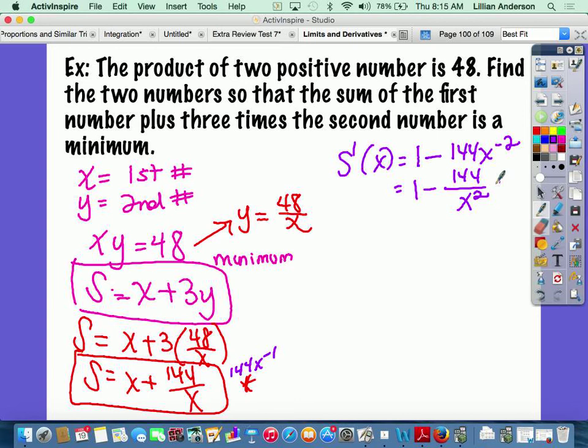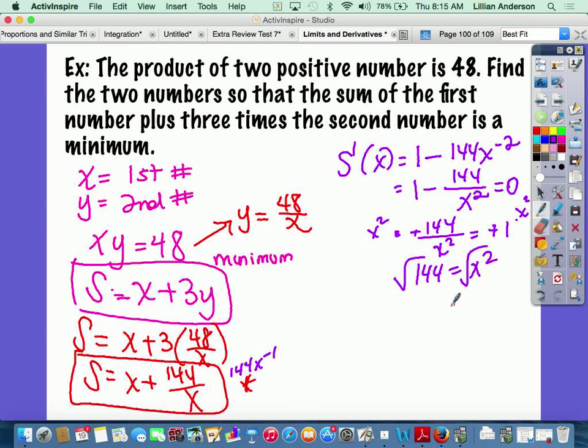So now I'm going to set that equal to 0, and I'm going to solve. So I'm going to subtract 1. Two negatives can turn into a positive. Then I'm going to multiply both sides by x squared to get x from off the bottom. So I have 144 equals x squared. And then I take the square root. And x equals plus or minus 12. All I'm doing is solving for x. That's a regular equation that we can solve for.